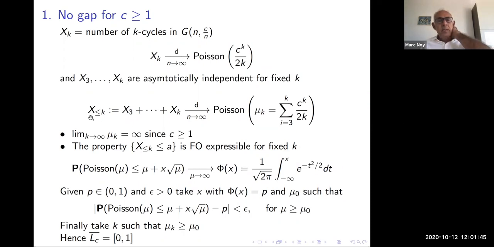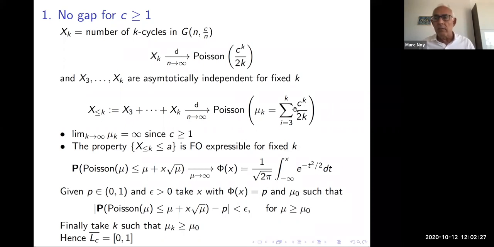Now, we consider this random variable, which is the number of cycles of length at most k. Since they are independent, this converges to a Poisson law whose parameter is the sum of these parameters. Now I observe that this mu_k diverges when k goes to infinity. If c is larger than one, this is an exponential series. If c is equal to one, this is a harmonic series. But in any case, when c is either one or larger than one, this is divergent.